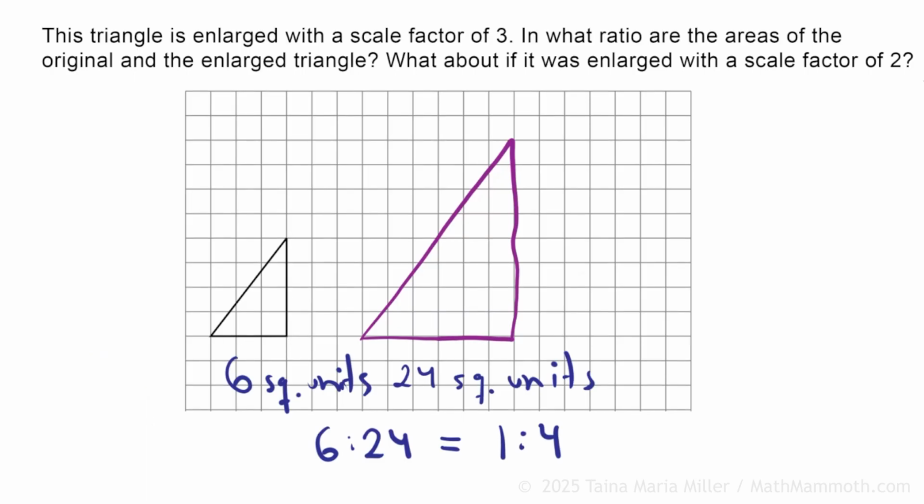There is a general pattern to this. You may have noticed it. If we used the scale factor of 3, then the areas were in the ratio 1 to 9. And here, if we doubled it, we got the 4 here. So the areas are in the ratio that is a square of the scale factor.